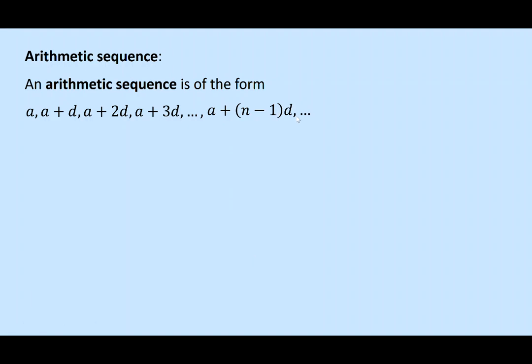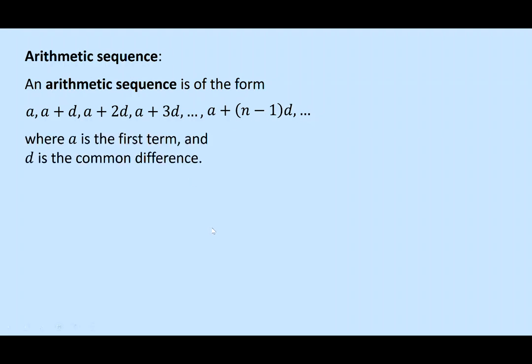Cool? So the nth term of an arithmetic sequence is this, where a is the first term and d is called the common difference. And you need to know this one. You definitely need to memorize that. The nth term of an arithmetic sequence, a plus d, a plus 2d, is a plus the quantity n minus 1 times d.